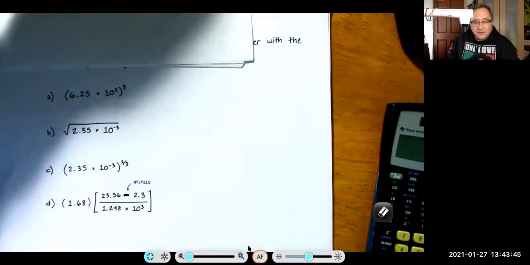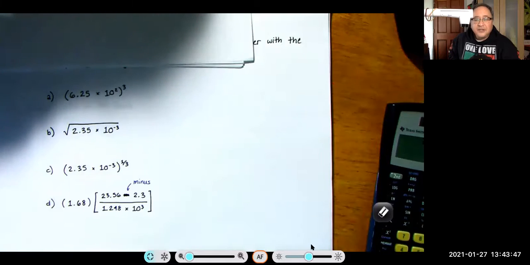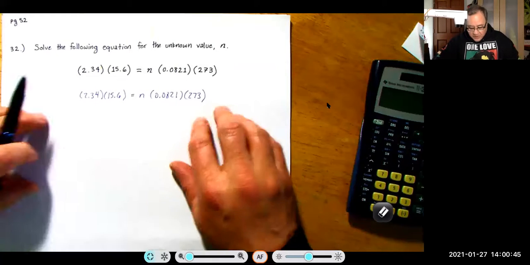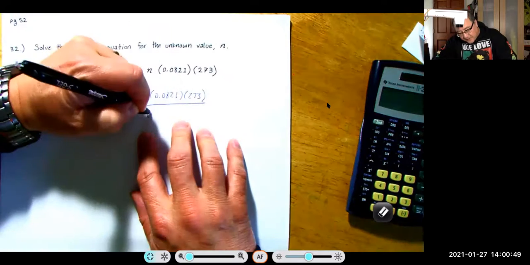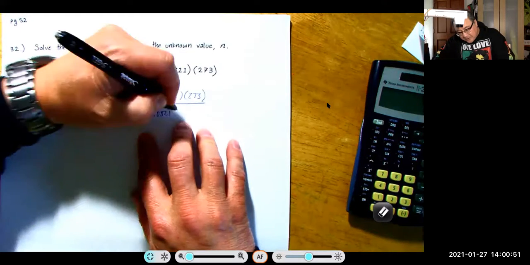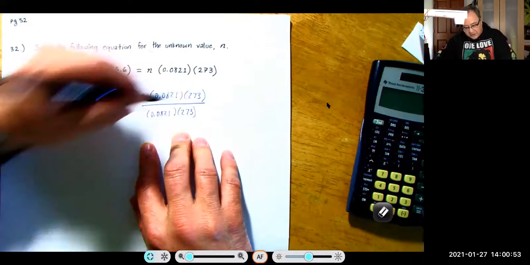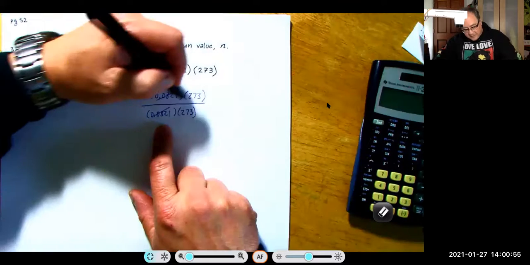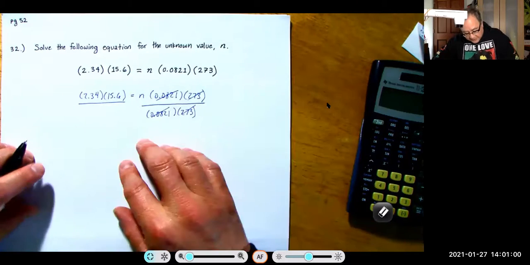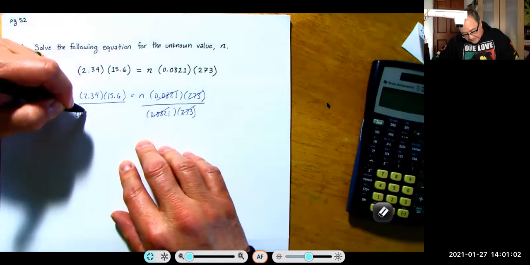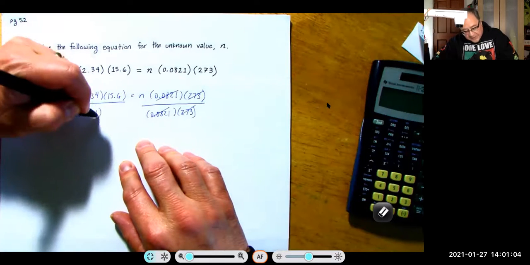And I'm going to pause the recording because you don't want to watch someone just working. And when you're done, I will resume recording here. So the way I would do this is I would divide this side by 0.0821 times 273 so that these cancel. But the golden rule of algebra is what you do to one side of the equation, you do to the other side. Otherwise, it doesn't stay equal.